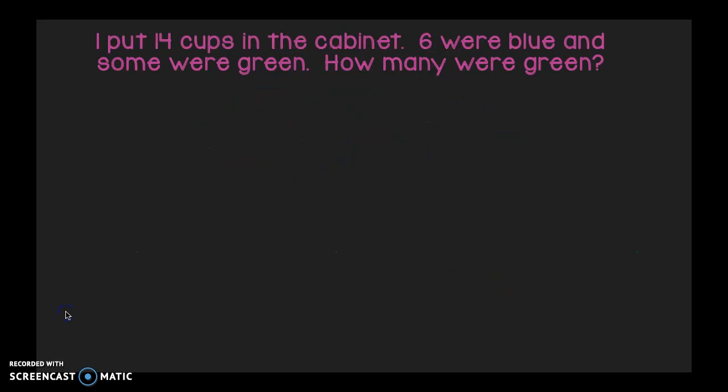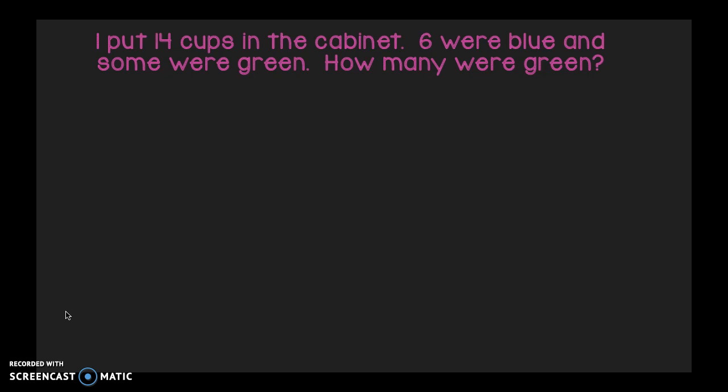Here we go. I put 14 cups in the cabinet. 6 were blue and some were green. How many were green? I'm going to read it again. I put 14 cups in the cabinet. 6 were blue and some were green. How many were green? Now I'm going to go ahead and solve this problem in a different way than I did last time. This time I'm going to count on.